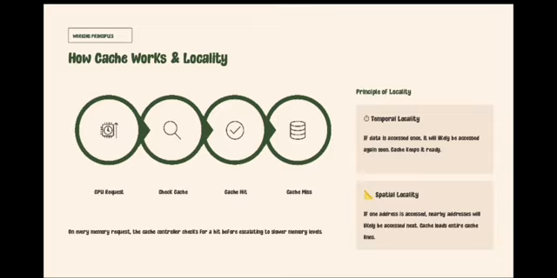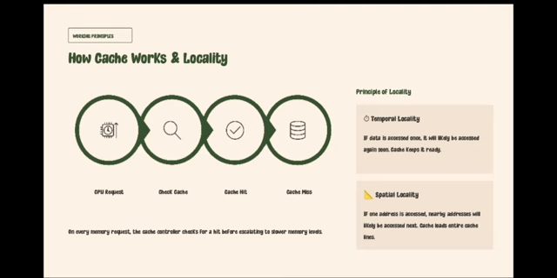Next, how cache works and locality. When the CPU requests data, it first checks the cache. If the data is found, it is called a cache hit. If not, it is a cache miss and the data is fetched from RAM. Cache works based on the principle of locality. Temporal locality means recently used data will be used again, and spatial locality means nearby data is likely to be used.